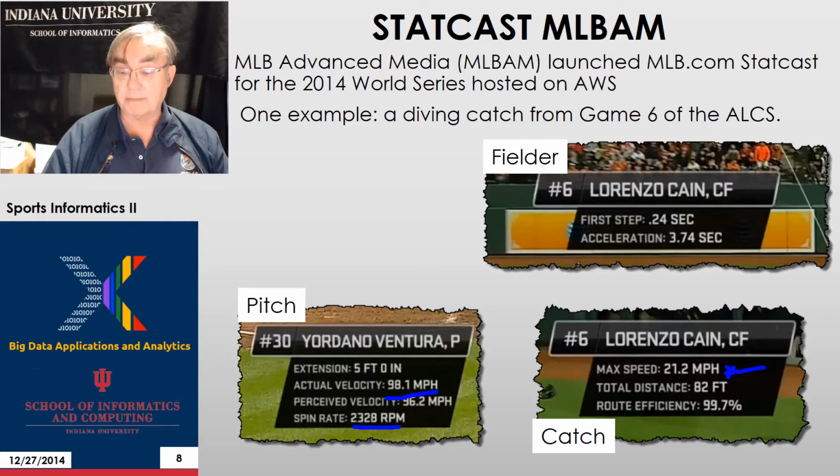Actually, ran about the same distance, though. I think the fellow was Hayward. He only got out to 18 miles per hour. But look at the efficiency of this route. Obviously, the person really anticipated where the ball was going to go very, very well.